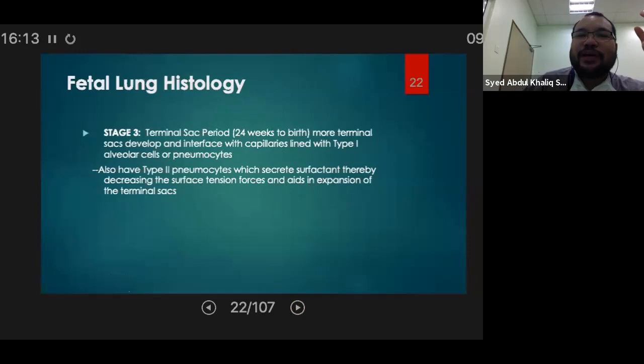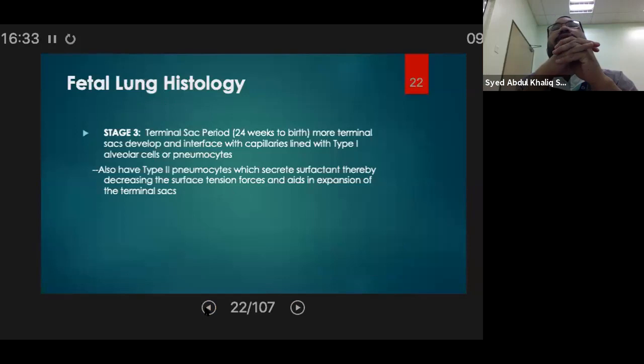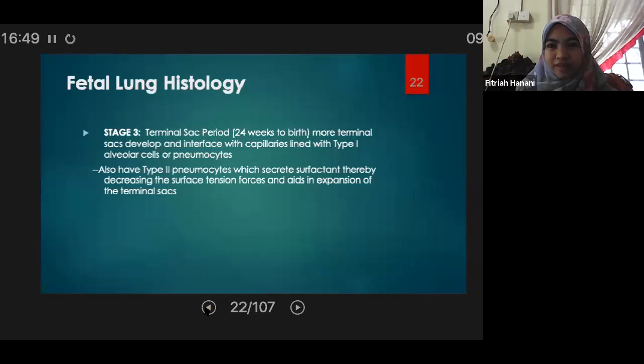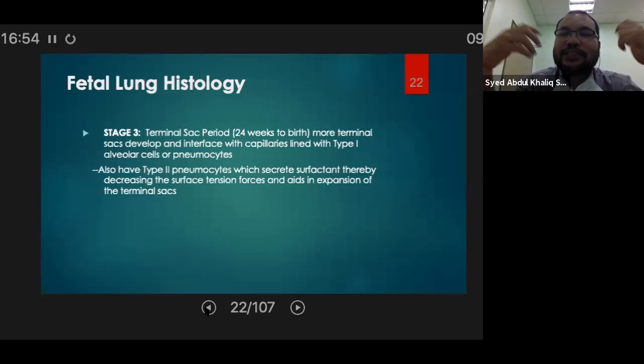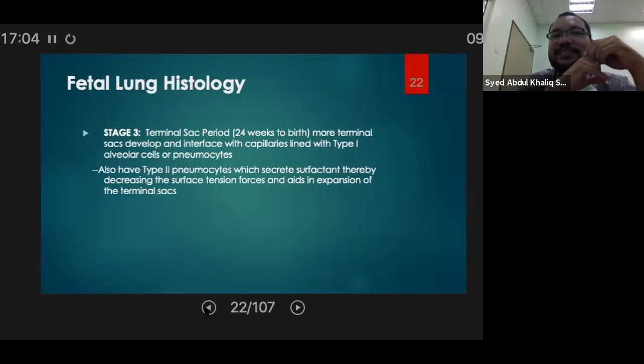So that is why, if you have a pregnant lady come into the delivery room, do you know what is the survival age? At which age do we actually attend to and resuscitate the baby? If a mother comes in at 27 weeks, do you think we should resuscitate the baby? I don't think so, because alveoli do not develop yet at that age. 27 weeks? Yes. Okay. Who says we should resuscitate?